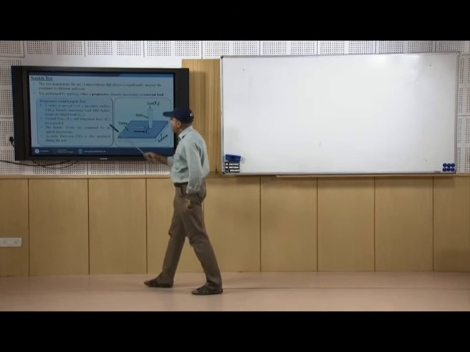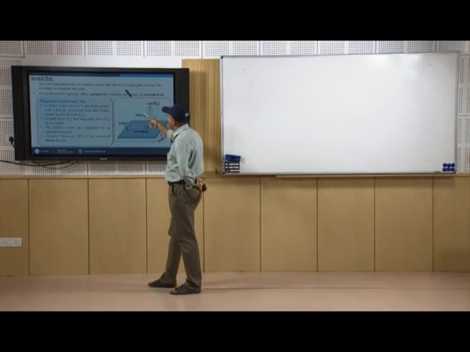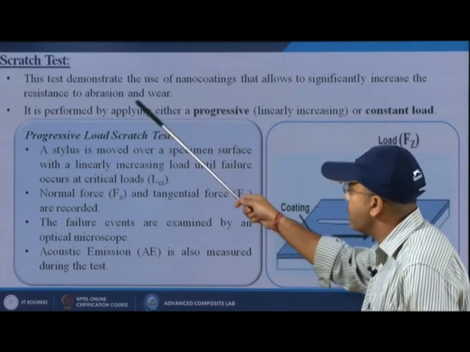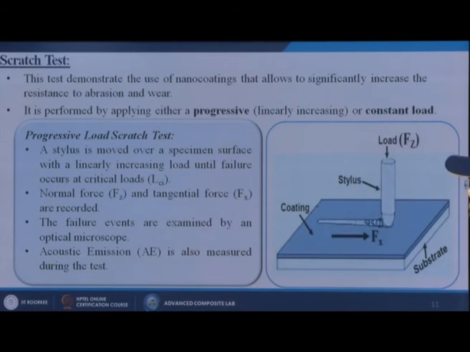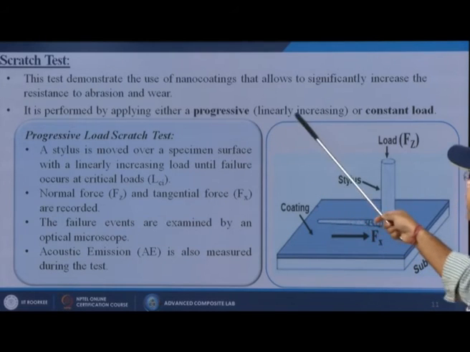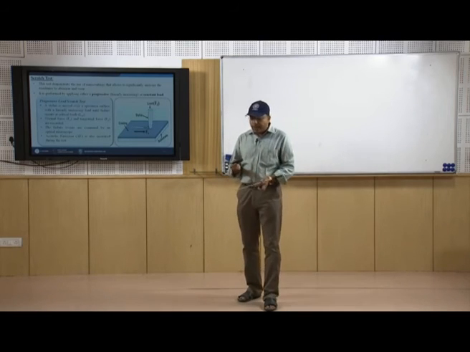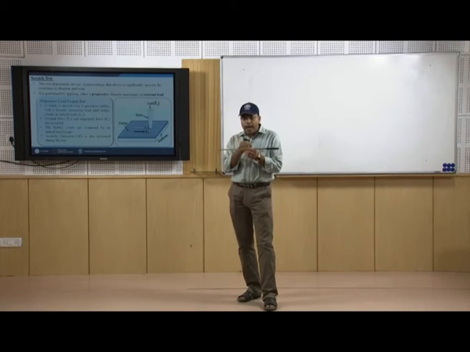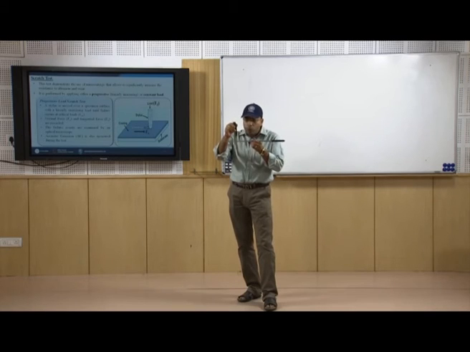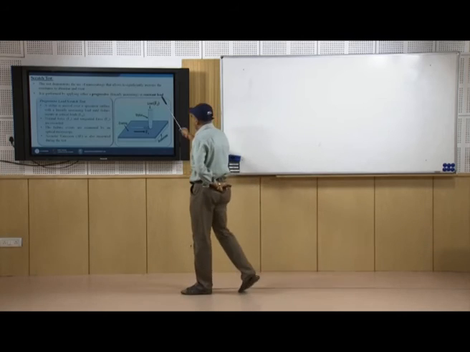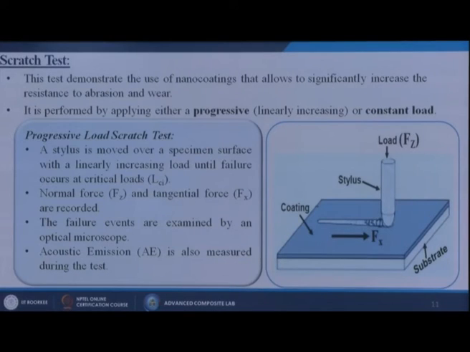scratch test. So, these tests demonstrate the use of nano coatings that allows to significantly increase the resistance to abrasions and wear. It is performed by applying either a progressive linearly increasing or a constant load. So, here we are trying to do that. I am having some needle, I am having the substrate, either I can put a constant load and then do the scratching, or slowly with time I can increase the load. So, the first one is known as the constant load and the second one is known as the linearly increasing.